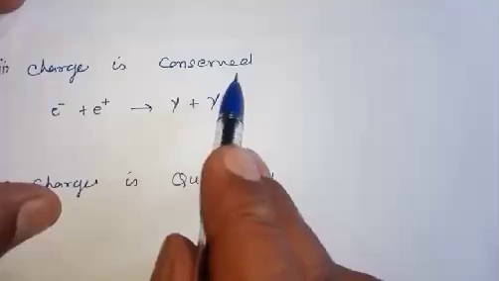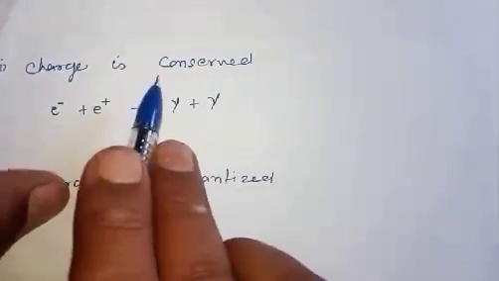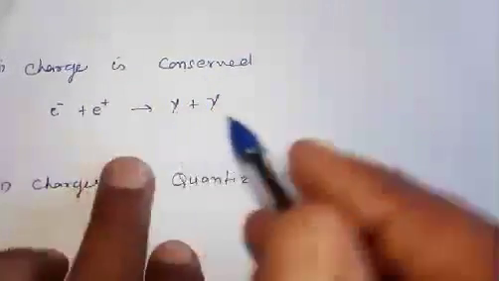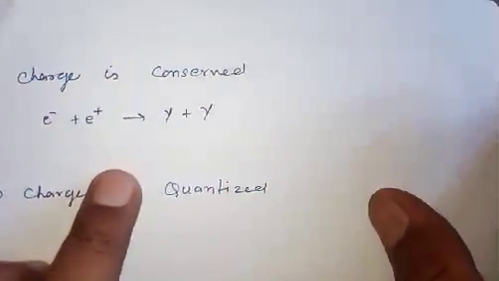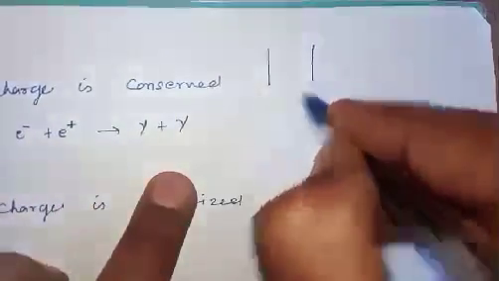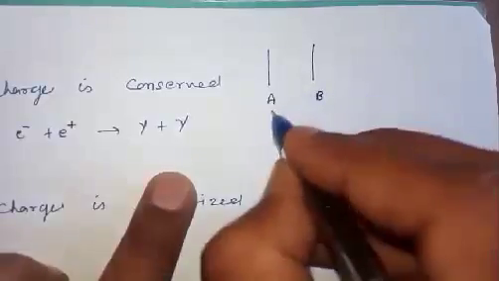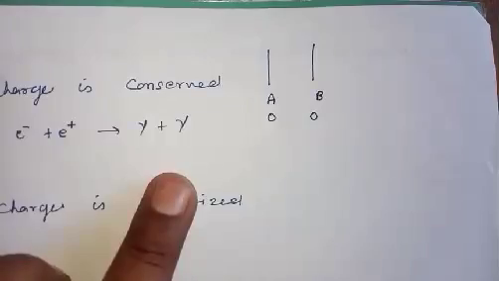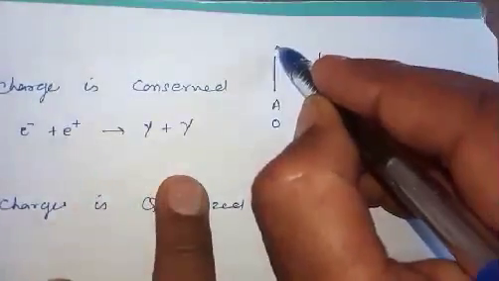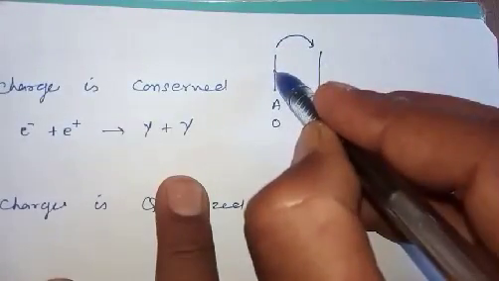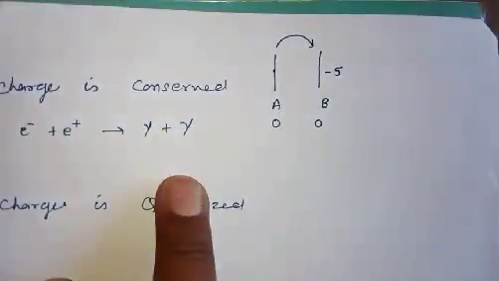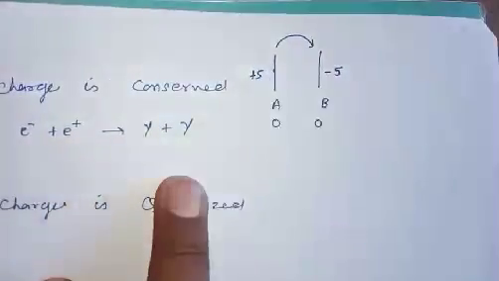Next property is charge is conserved. Charge is conserved means you cannot create charge, you cannot destroy charge. For example, just remember, you have two bodies A and B. Before rubbing, net charge is 0. Now you rubbed them, and 5 electrons went from body A to B. So body B has -5 charge and body A has +5 charge.